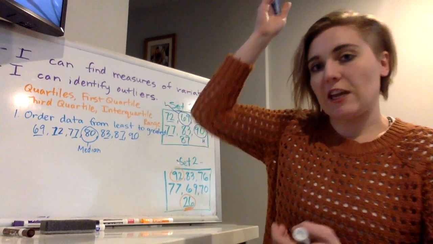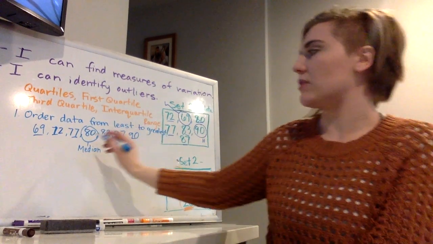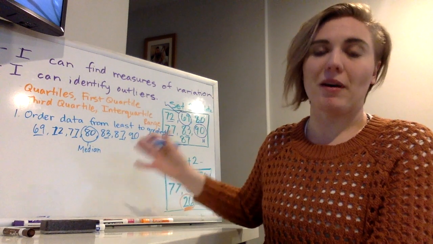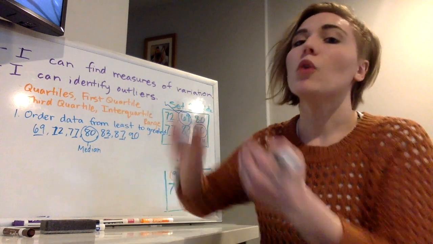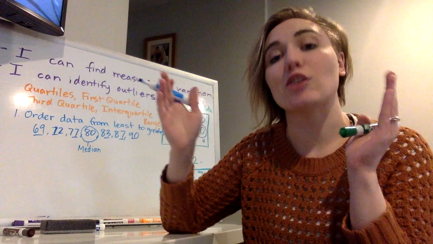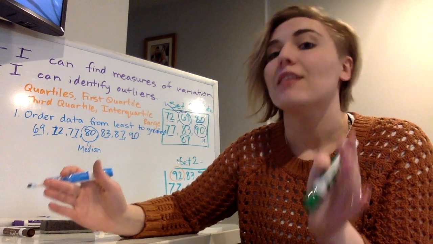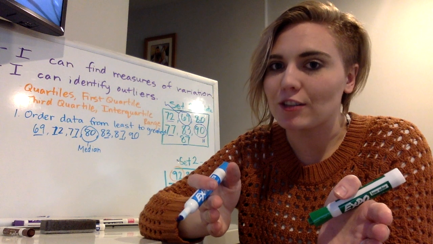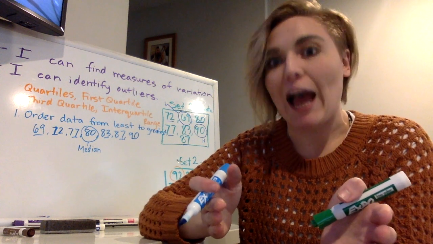Basically, what we did with the median is we just cut this set of data in half. We've got this 50% that's below 80, and we've got this 50% that's above 80. We've cut it in half, but now we need to get it into quarters, okay? What do you do to get a half into a quarter? Think of fractions. You're gonna divide it in half again.